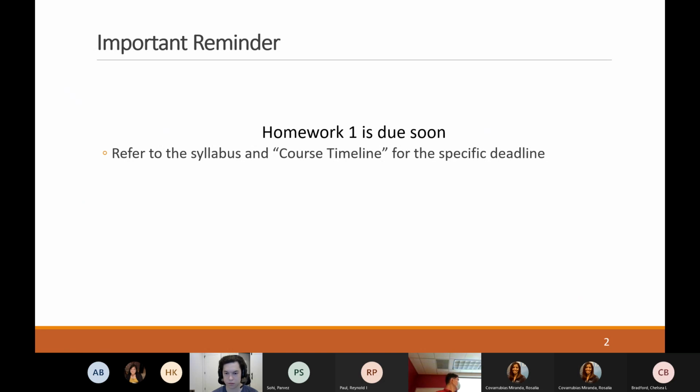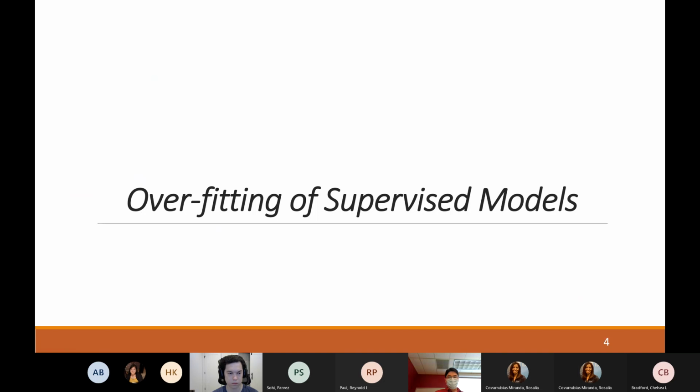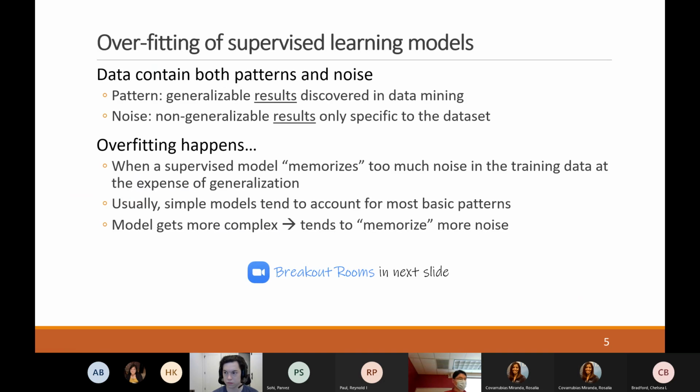I'll pick and highlight some of the points here in the slides. I will not talk about every point, and some of the points are intuitive, so you can read more of the textbook to understand them. The first biggest point here is overfitting, and why is it so important?